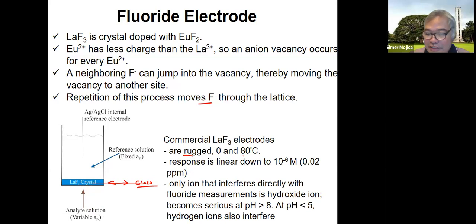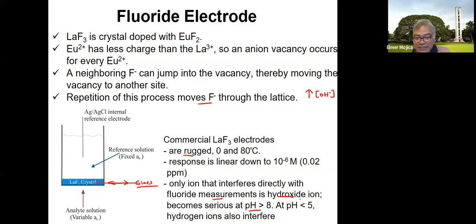If you have a commercial lanthanum fluoride electrode, usually they're rugged. You can use it from 0 up to 80 degrees Celsius, and the response is linear down to 10 to the -6 or 0.02 ppm. The solubility of the lanthanum fluoride begins to contribute to the concentration of the fluoride ion in the analyte solution. Now, the only ion that can interfere directly with the fluoride is hydroxide ion. And it becomes serious at pH more than 8. Why? What happens at pH more than 8? There's more hydroxide.